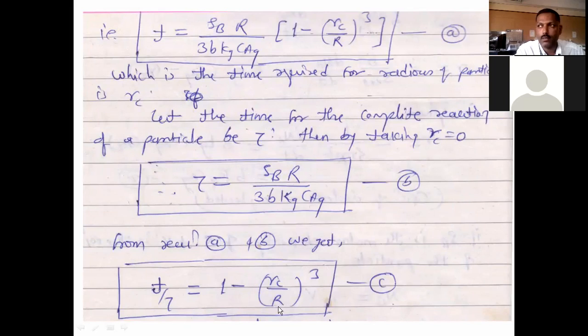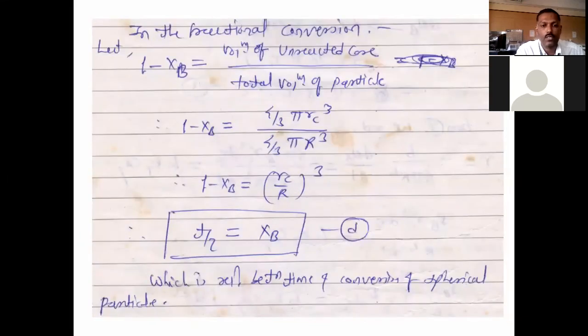Put 1 minus xb in equation C, then 1 minus xb, the 1 will be cancelled, and T upon tau is equal to xb, equation D, which is the relation between time and conversion of a spherical particle. So this is the derivation to determine the relation between time and conversion for diffusion through a gas film of a spherical particle, unchanging in size during the reaction.